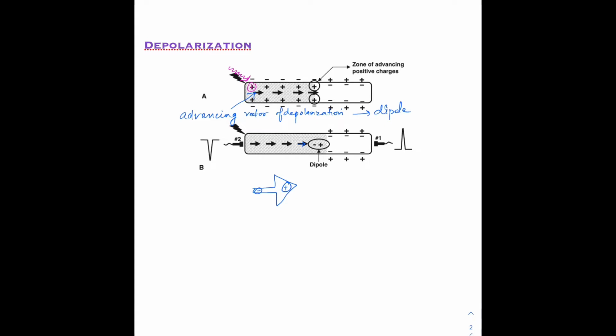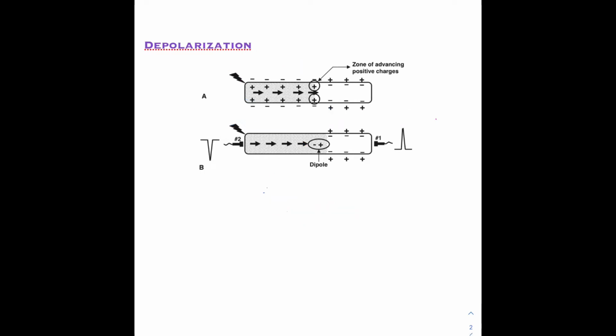That means the positivity is moving towards the right side in this figure. The cell is becoming negative to positive as we move from this side to this side. So this is the advancing vector of depolarization, which is a dipole. Dipole means that it has two polarities, a negative and a positive one, and the arrowhead always represents the positive polarity in this case.